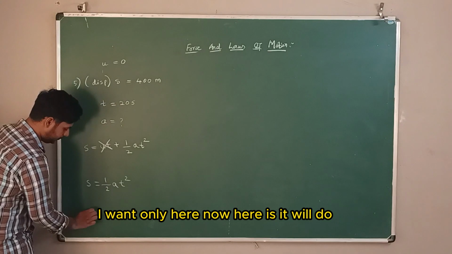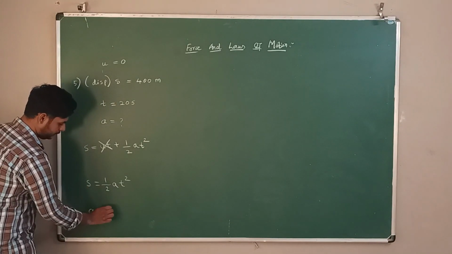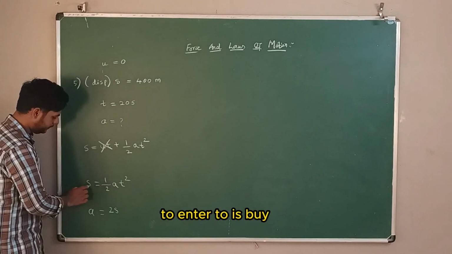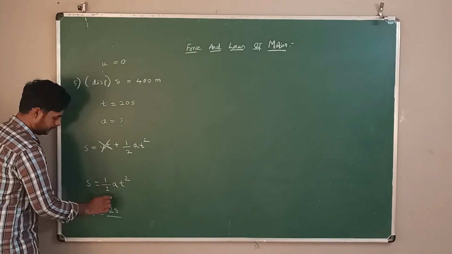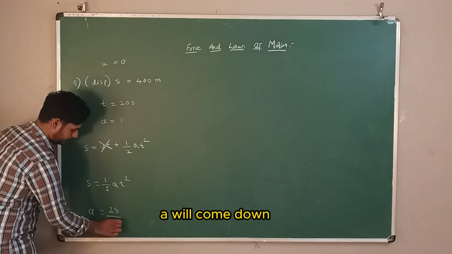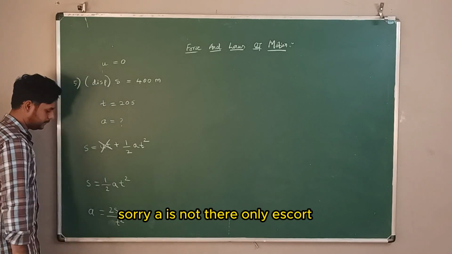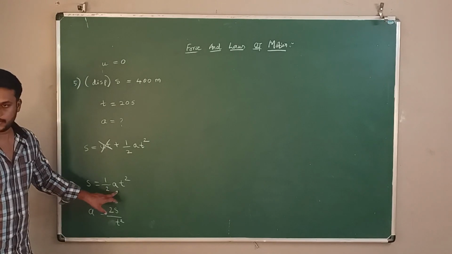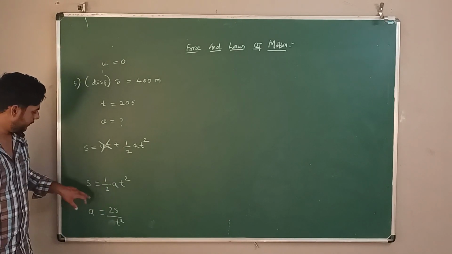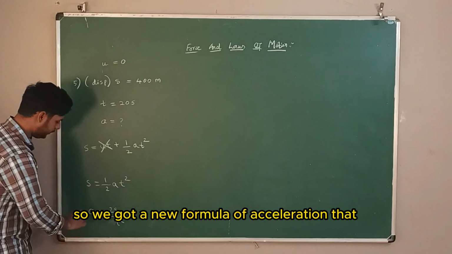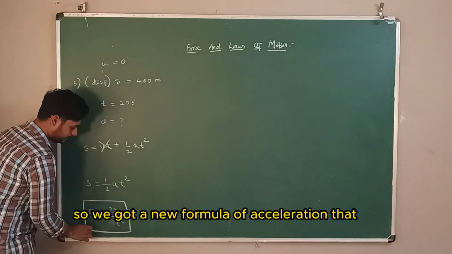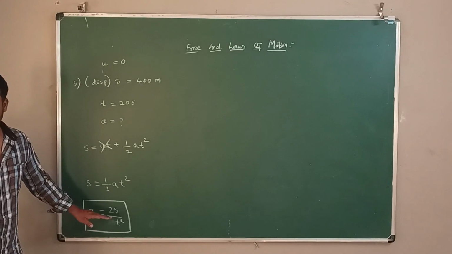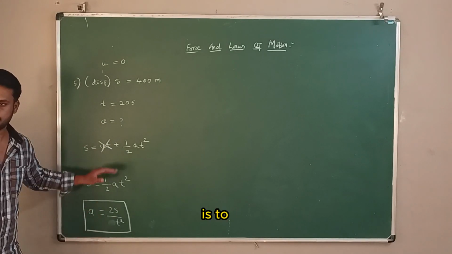Now A is equal to, first 2 will go here, 2S by T square. Understood or no? 2 went in the numerator, T square went in the denominator. So we got a new formula for acceleration, that is 2S by T square. Getting or no? Understood what I did? Till here, any doubts? Easy?